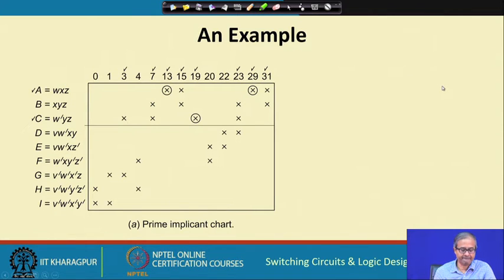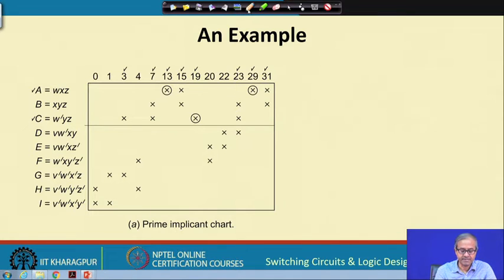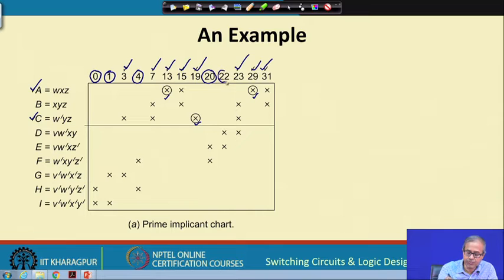Let us take another example. So, here you show a similar table. Here the essential cross marks, that means single cross marks, are here, here and here, which means A is essential, C is essential, these two are essential. Because A is essential, we have a tick mark here, here, here and here, and because C is essential, we have a tick mark here, here, 19 and 23. So, what are we left out with? We are left out with 0, 1, 4, 20 and 22, and also these 5.